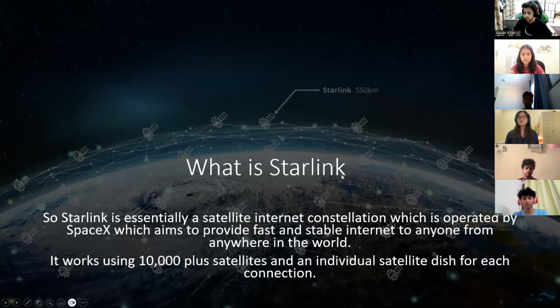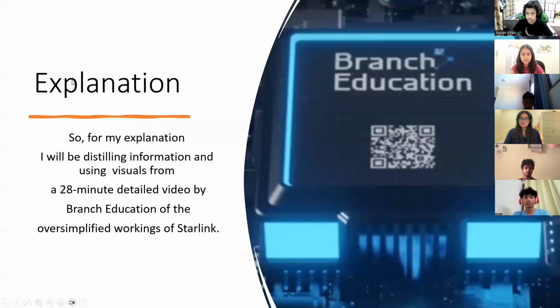So what is Starlink? Starlink is essentially a satellite internet constellation operated by SpaceX, which aims to provide fast and stable internet to anyone from anywhere in the world. It works using 10,000 plus satellites and an individual satellite dish for each connection. For my explanation, I'll be distilling information and using visuals from the 28-minute detailed video by Branch Education of the oversimplified workings of Starlink.